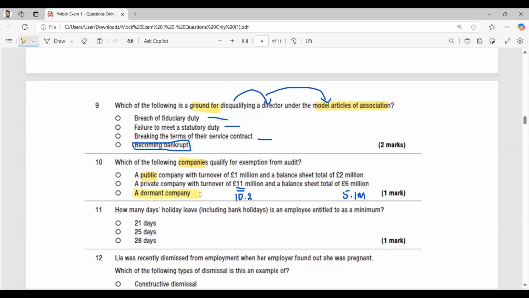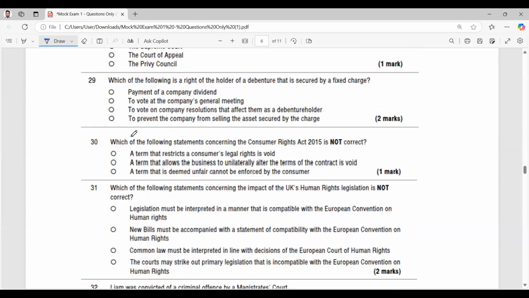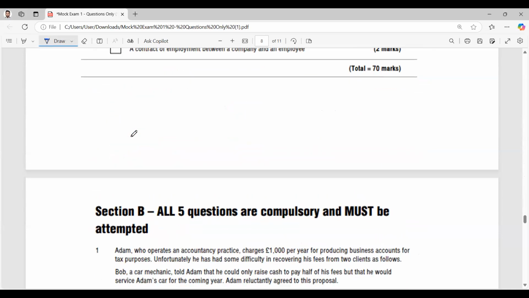Dormant companies are exempt from audit, but a private company will become exempt if your turnover is less than 10.2 million, and your balance sheet total is less than the minimum, which is also a lower figure. Fine, so we did the first 10. It's a good startup. Everyone got good answers. Now let's see how a task question is tested.